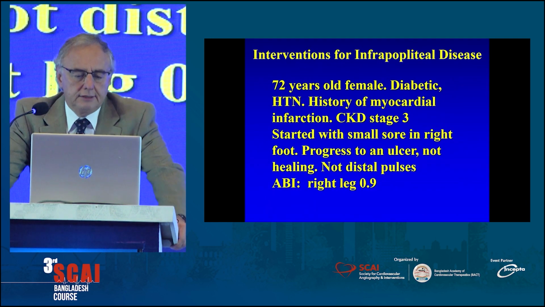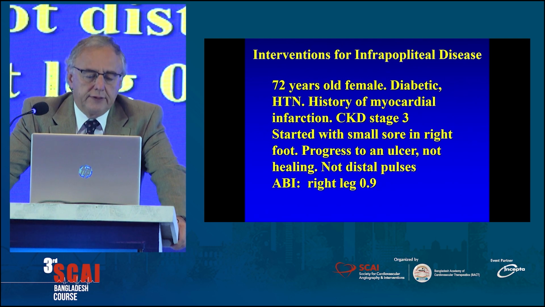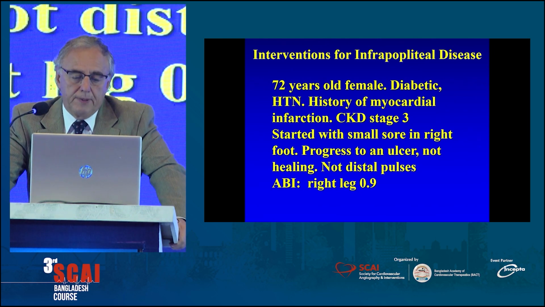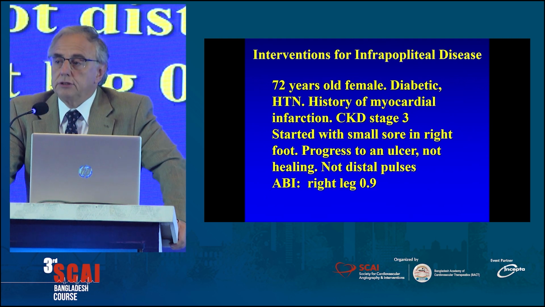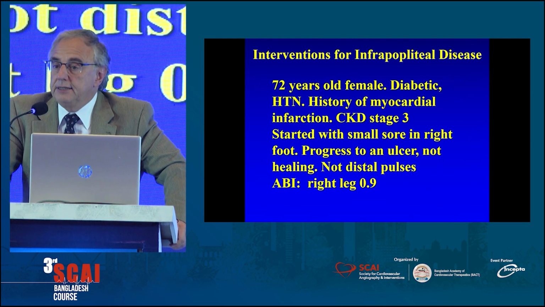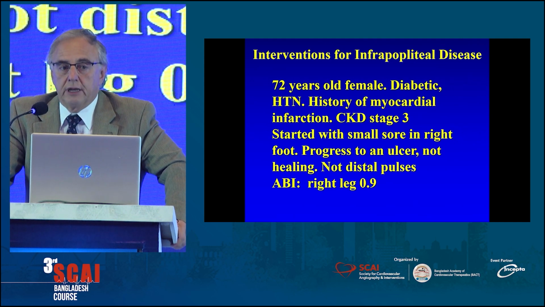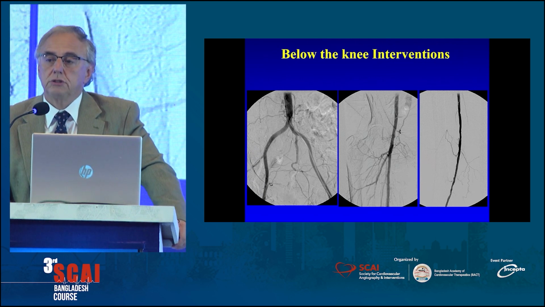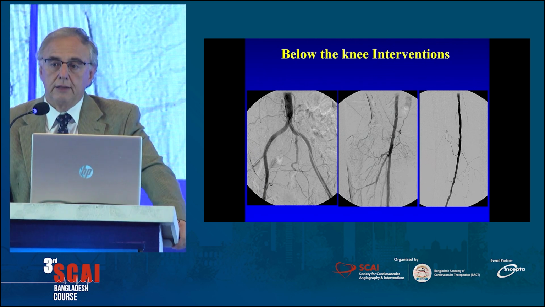Another case is an intervention in infrapopliteal disease: a 72-year-old female, diabetic, with hypertension, history of coronary artery disease, and stage 3 chronic kidney disease, a typical patient. It started with a small sore in the right foot that progressed to a small ulcer that is not healing, with no digital pulses. I didn't feel pulses, but interestingly, the patient's ABI was 0.9. This is an important issue because in diabetic patients, ABI might not be as realistic of the degree of ischemia. Because there was a non-healing ulcer, I took the patient directly to the cath lab to do an angiographic study.